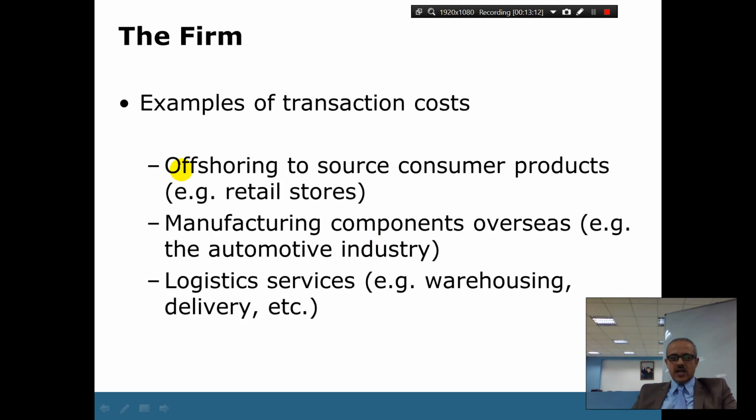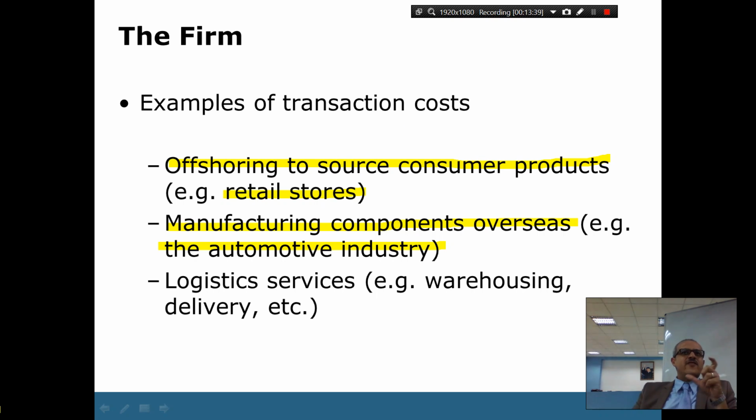Examples of transaction costs: offshoring to source consumer products, like retail stores. They go to China to produce their manufacturing components overseas. The automotive industry is now completely international. You cannot know where a company is really from. You buy a product, and then 15% comes from one place.